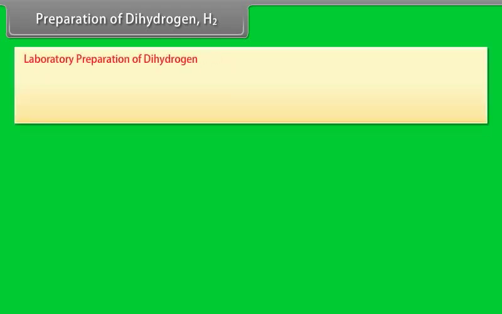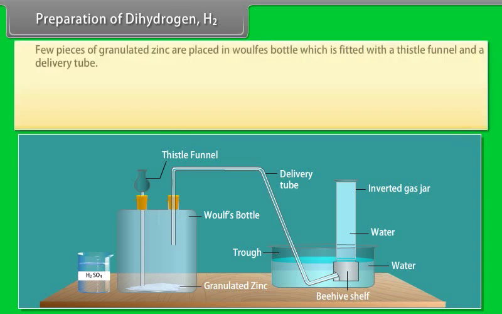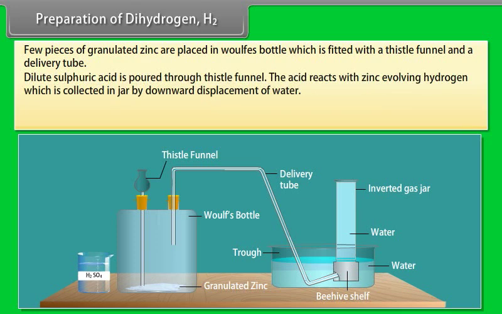Preparation of dihydrogen, H2. Laboratory preparation of dihydrogen. In the laboratory, hydrogen is generally prepared by the action of dilute mineral acids on metals such as granulated zinc. A few pieces of granulated zinc are placed in Woulfe's bottle, which is fitted with a thistle funnel and a delivery tube. Dilute sulfuric acid is poured through the thistle funnel. The acid reacts with zinc, evolving hydrogen, which is collected in a jar by downward displacement of water.